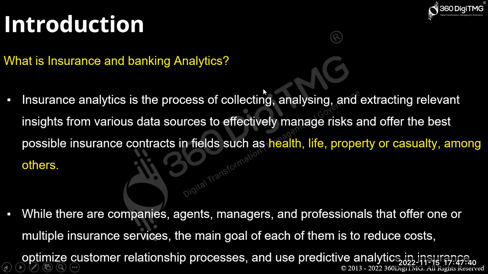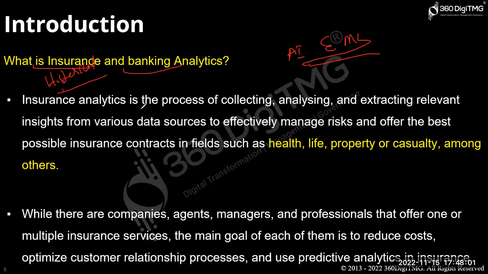When it comes to insurance, what exactly is AI? First, we'll try to understand the difference between AI and ML, machine learning and AI. So what exactly is machine learning? We will be having historical data, guys. What is insurance and banking analytics? Insurance analytics or banking analytics, any analytics, is a process of collecting, analyzing, and extracting the relevant insights from various data sources to effectively manage risk and offer the best possible interest.